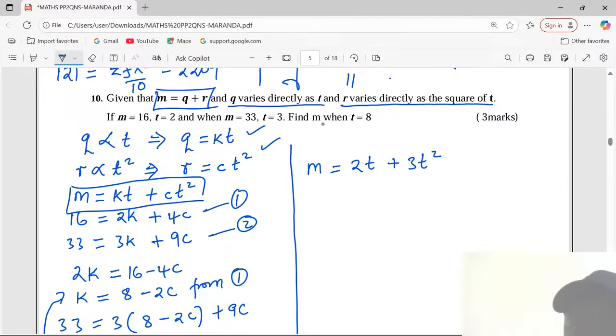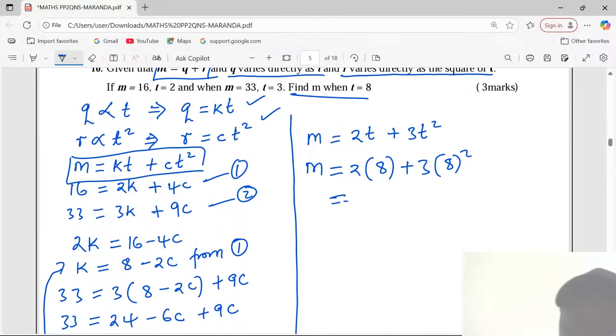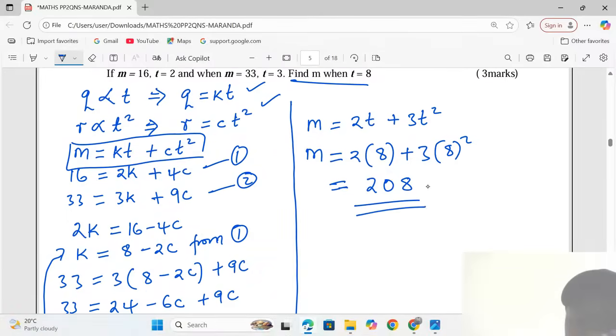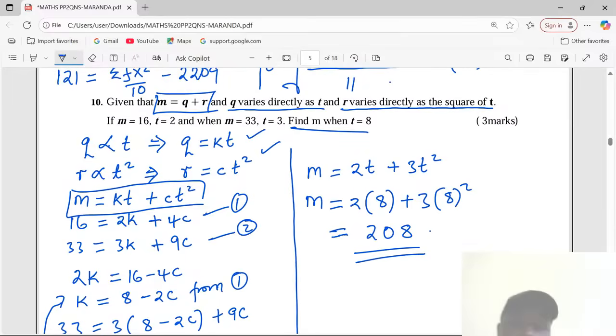Find M when T is 8. So M shall be 2 into 8 plus 3 into 8 squared. Then we find now the value. 2 into 8 plus 3 into 8 squared, I'm having 208. That's the value of M when T equals 8.